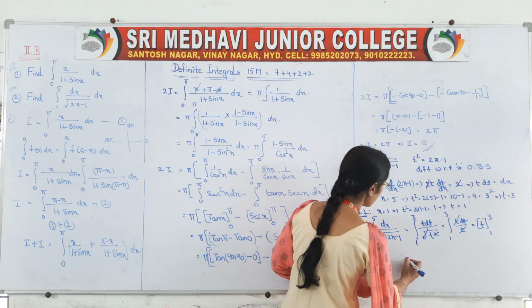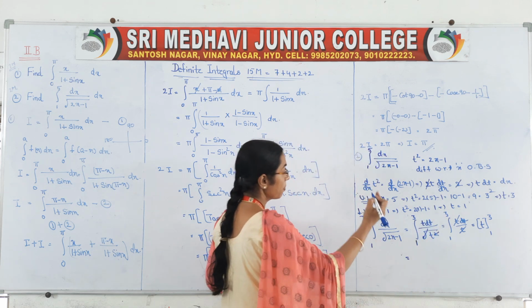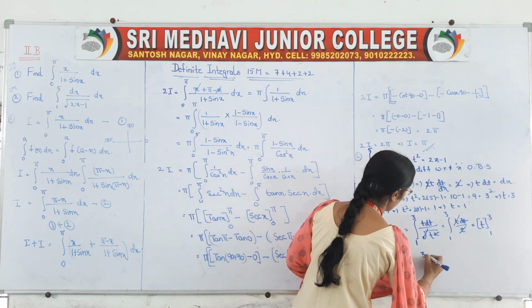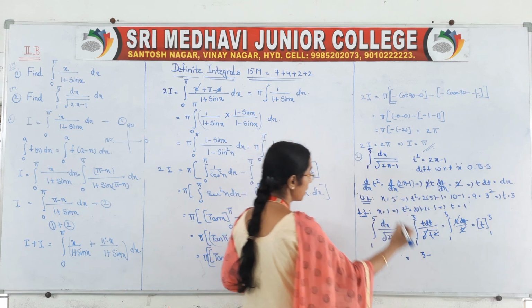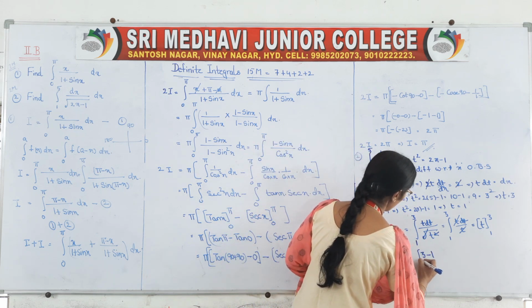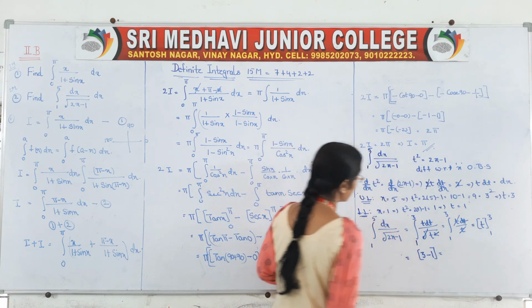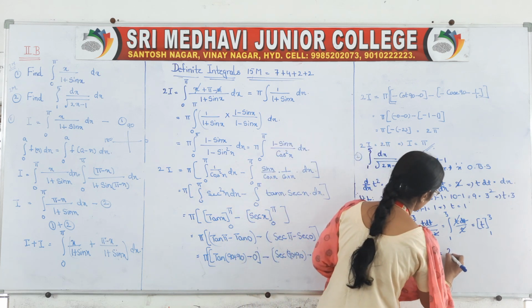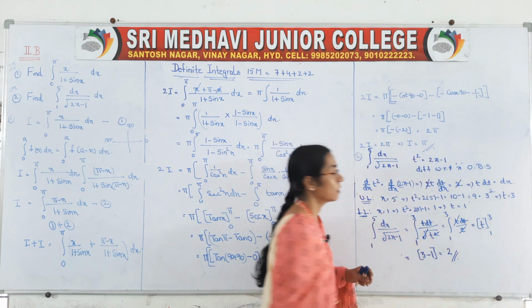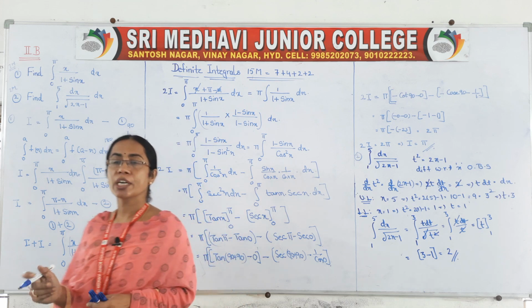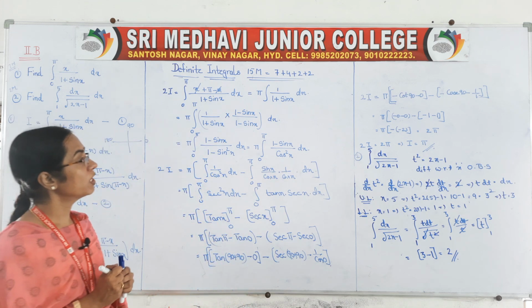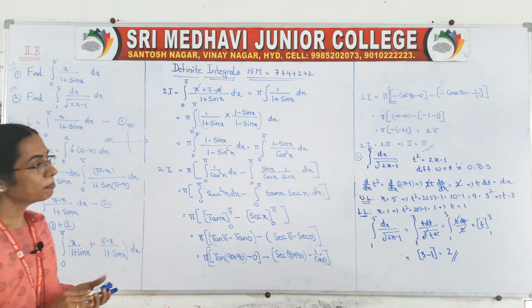We will write the limits on the right side. Now in t's place you substitute your upper limit, and again in t's place you substitute your lower limit. So it is 3 minus 1, that is 2. That is the answer to your question. Okay, so observe carefully. Very simple.